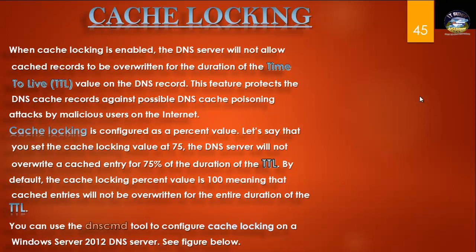By default, the cache locking percent value is 100, meaning that cache entries will not be overwritten for the entire duration of the time to live. You can use the DNSCMD tool to configure cache locking on the Windows Server 2012 DNS server. So let's see the figure below. So this is how it is.